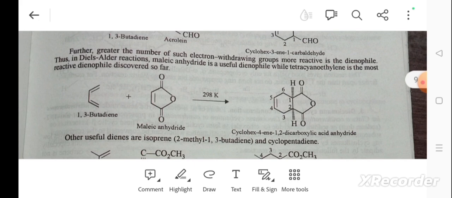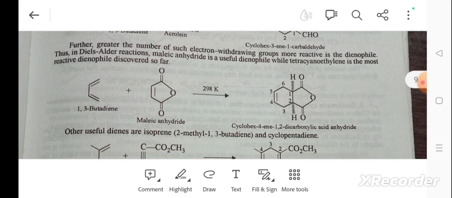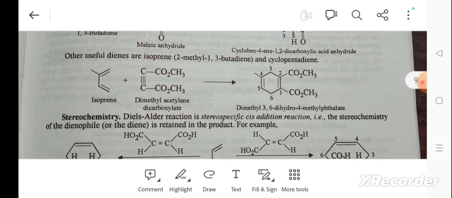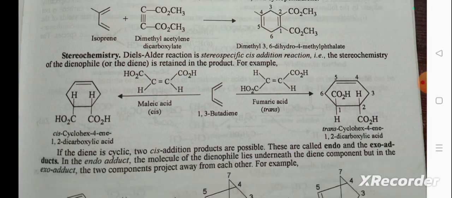Thus, in the Diels-Alder reaction, maleic anhydride is a useful dienophile, while tetracyanoethylene is the most reactive dienophile discovered so far. Other useful dienes are isoprene, 2-methyl-1,3-butadiene, and cyclopentadiene. Stereochemistry.